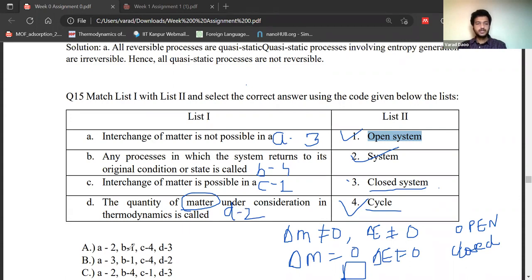So now let us look at the options. In the first option, A is 2, this is not true. B is 1, not true. C is 4, not true. D is 3, not true. That means option A is not correct. In option B, A is 3, correct. B is 1, not correct. C is 4, not correct. D is 2, correct. But as two are wrong, this is also not the answer. In option C, A is 2, no. B is 4, yes. C is 1, yes. D is 3, no. Okay.